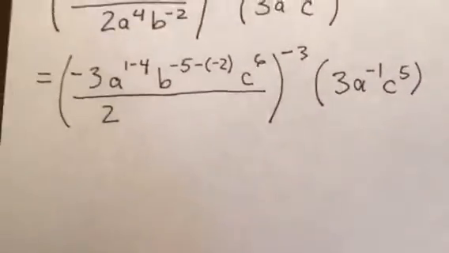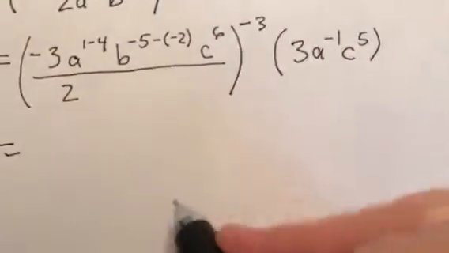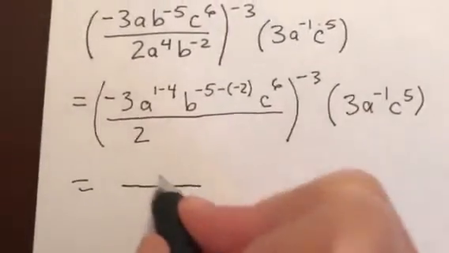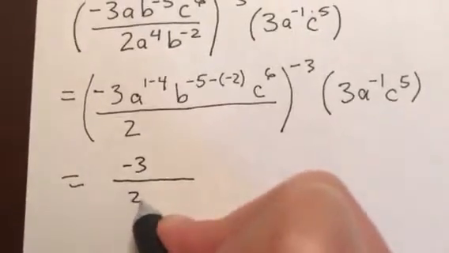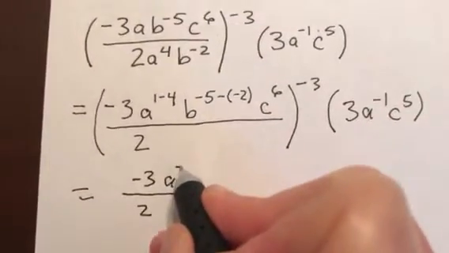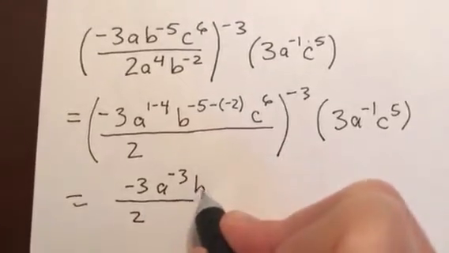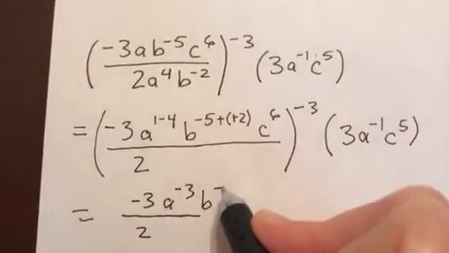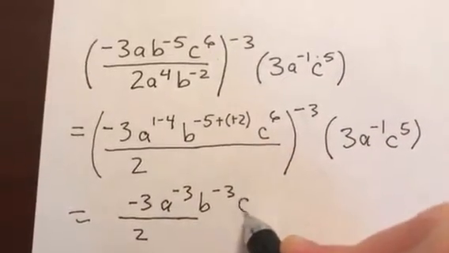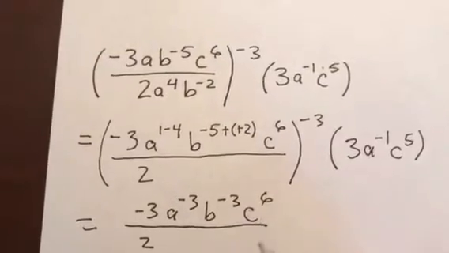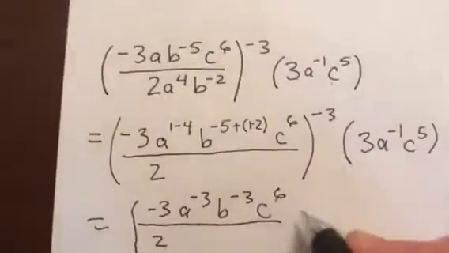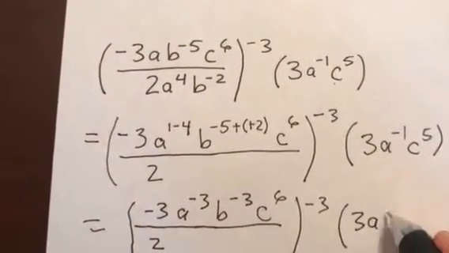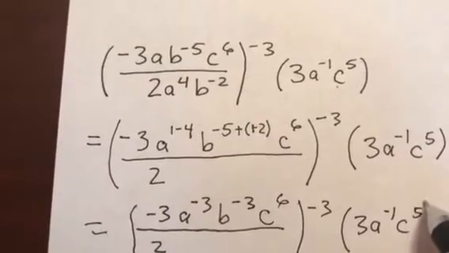Okay, so now let's simplify what we have in the parentheses. So I've got negative 3 over 2 still. And then a to the negative 3. b, let's see, this would be negative 5 plus positive 2, so that would be b to the negative 3, and c to the 6th. All of that's still inside the parentheses with the negative 3 outside. 3, a to the negative 1, c to the 5th.